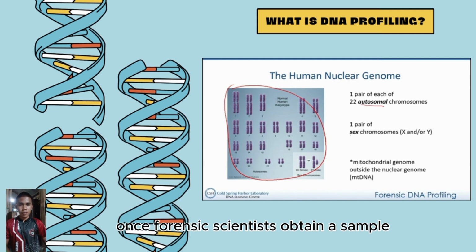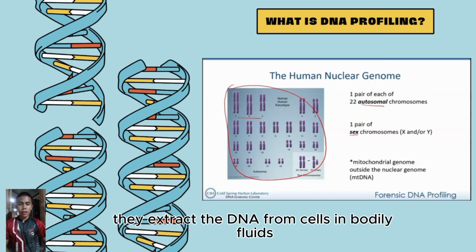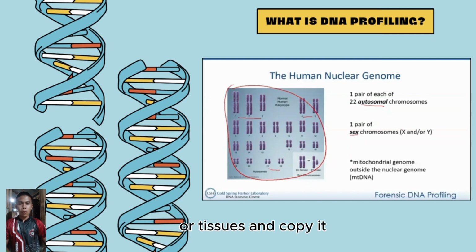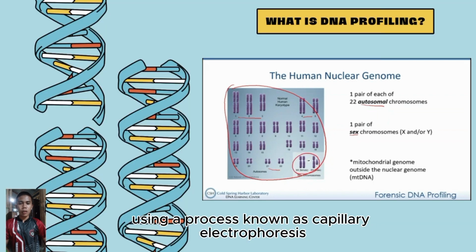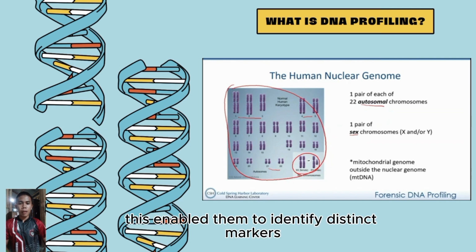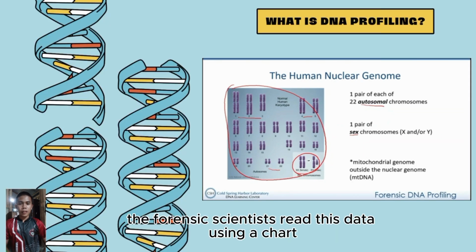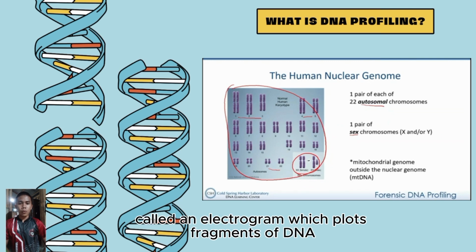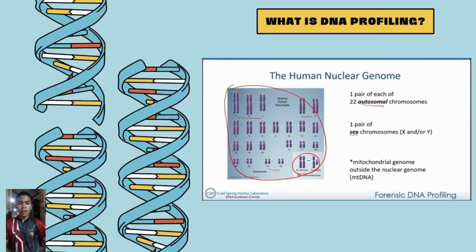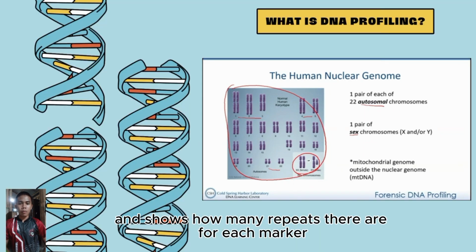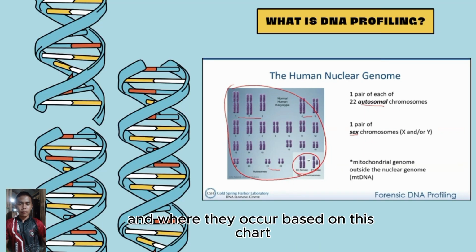Once forensic scientists obtain a sample, they extract the DNA from cells in bodily fluids or tissues and copy it. They then separate the copied markers using a process known as capillary electrophoresis. This enables them to identify distinct markers and the number of repeats for different markers in each allele. The forensic scientists read this data using a chart called an electropherogram, which plots fragments of DNA and shows how many repeats there are for each marker and where they occur.